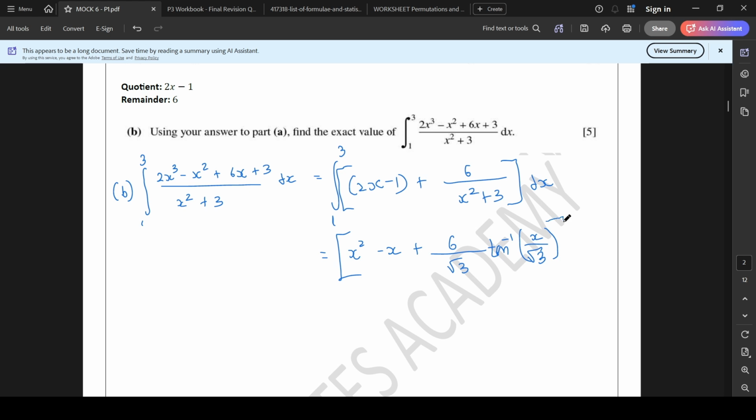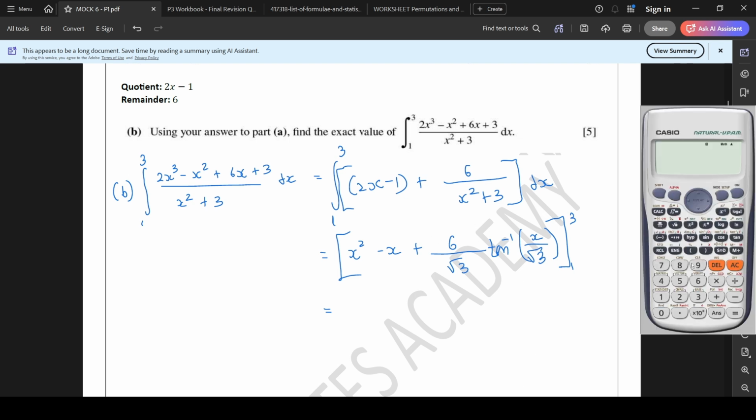Now you have to apply the limits from 1 to 3 and we have to find the exact value of this integration. So let us plug in the value of 3 and see what do we get. For that I'm going to use my calci. What is tan inverse of 3 over root 3? Let's do that. Tan inverse of 3 over root 3 comes out as pi by 3. And then I'm going to multiply this with 6 divided by root 3.